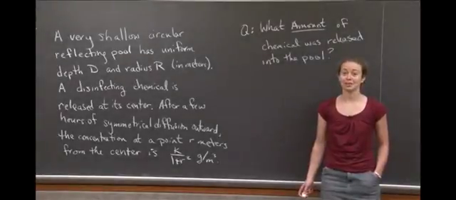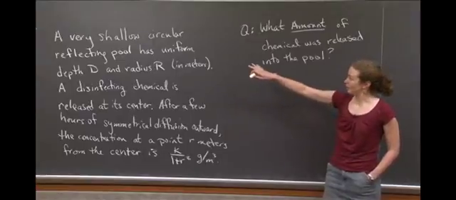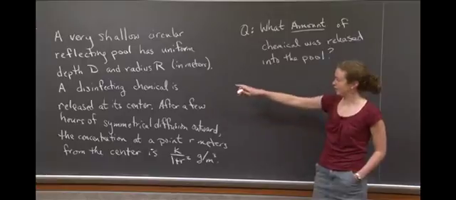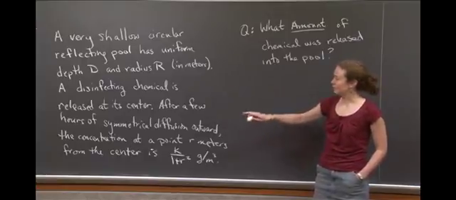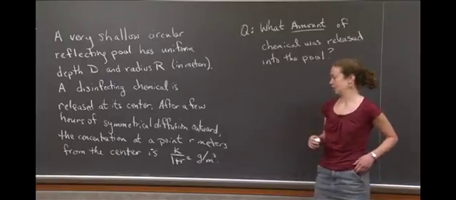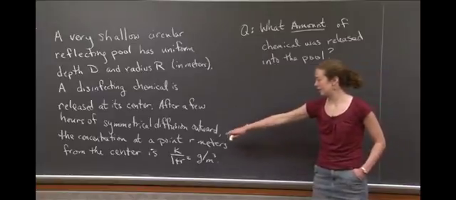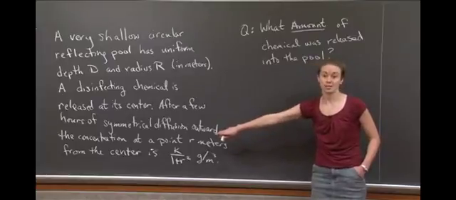Welcome back to recitation. In this video, I want us to work on the following problem. A very shallow circular reflecting pool has uniform depth d and radius r, in meters, and a disinfecting chemical is released at its center. After a few hours of symmetrical diffusion outward, the concentration at a point little r meters from the center is K over 1 plus r squared grams per cubic meter. The K here is a constant.